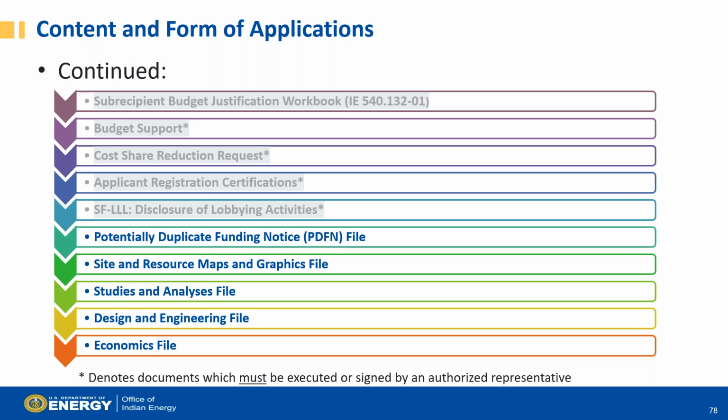As with the other required application documents, all applicants must provide an economics file, including, as a minimum, 1, pro forma income statement, 2, pro forma cash flow analysis and its findings, for example, the internal rate of return, the net present value, and 3, payback period calculations in years against both A, the total project investment, that's the DOE share and the recipient cost share, and B, solely against the recipient cost share. And each input and all assumptions must be identified.